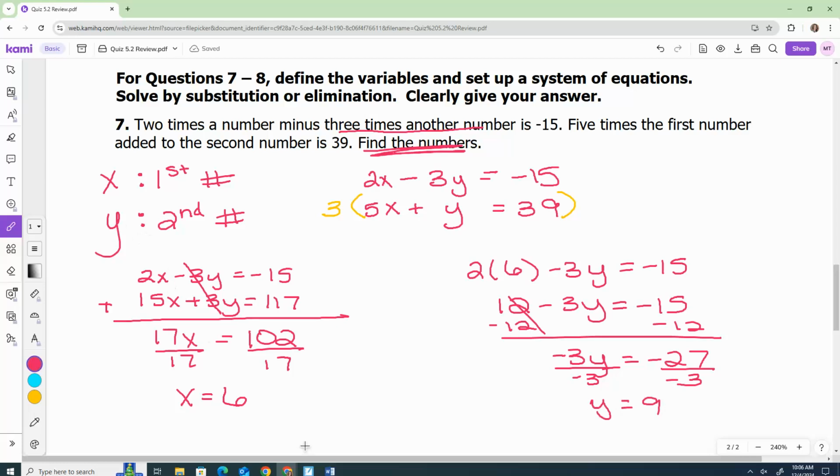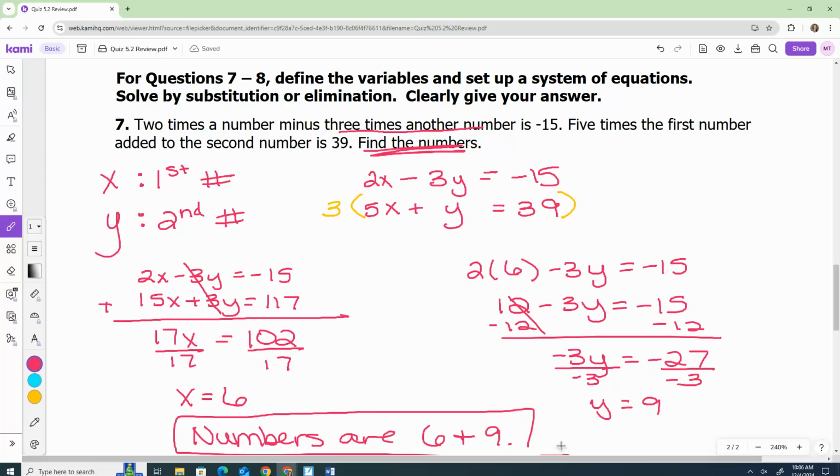And then, what else do we have to do on these word problems? I'm not just writing an ordered pair. You have to tell me what's what. So the numbers are 6 and 9. A lot of times they're standing for like children and adults. So 6 children, 9 adults, or whatever. But you have to go back and put those labels on them at the end.